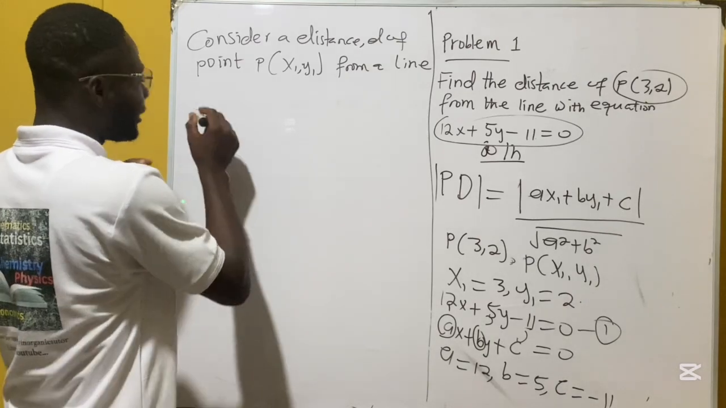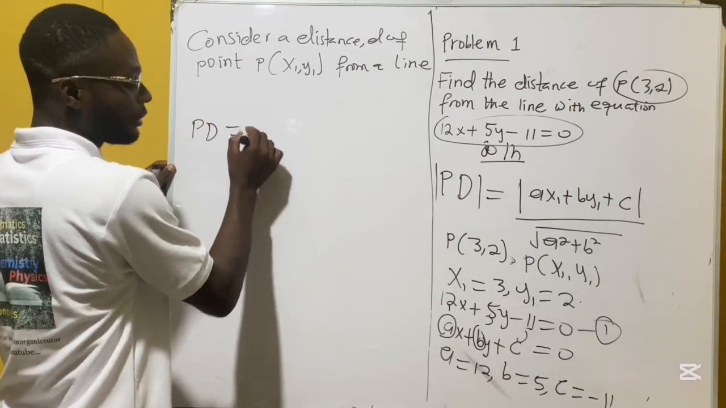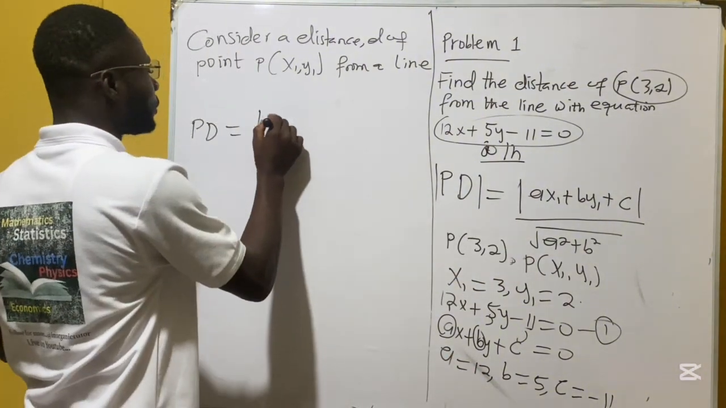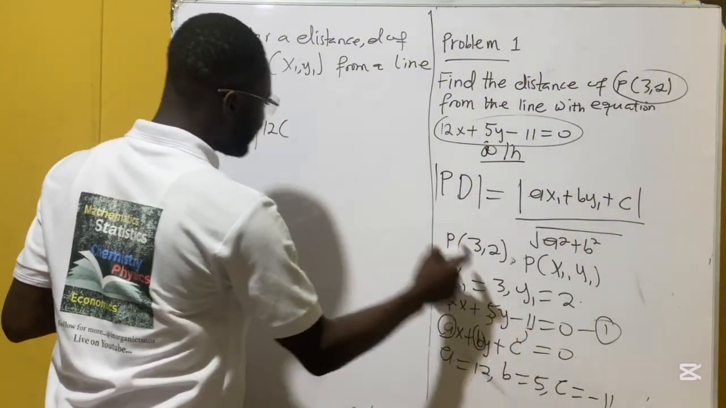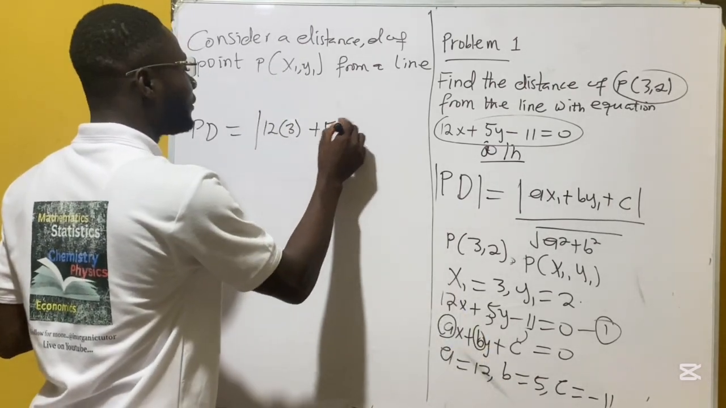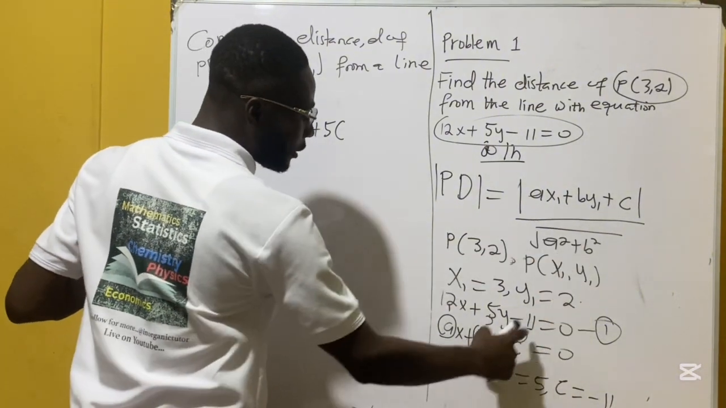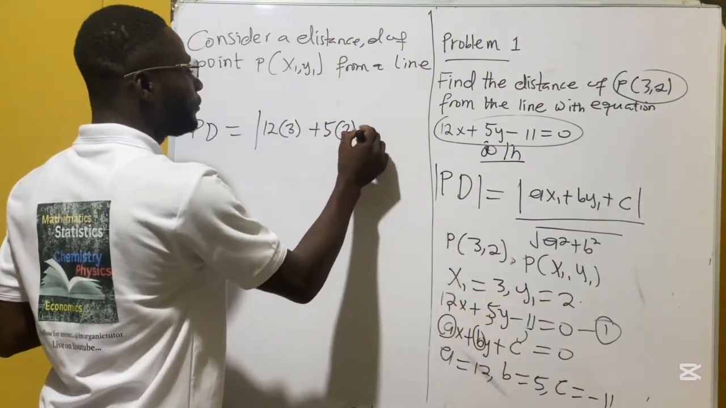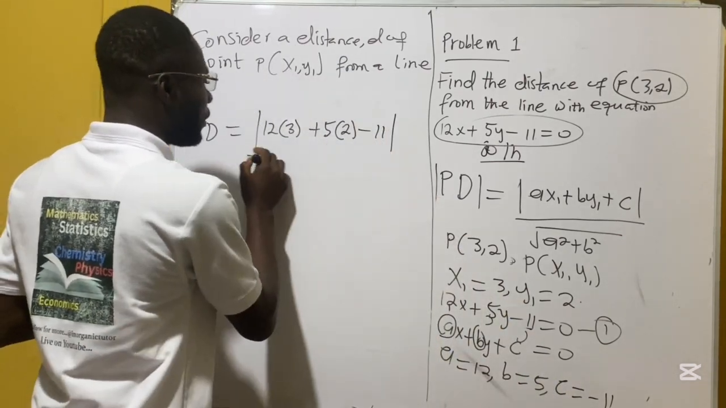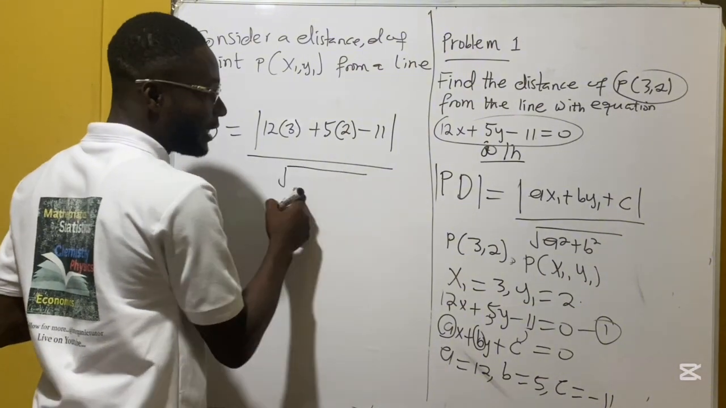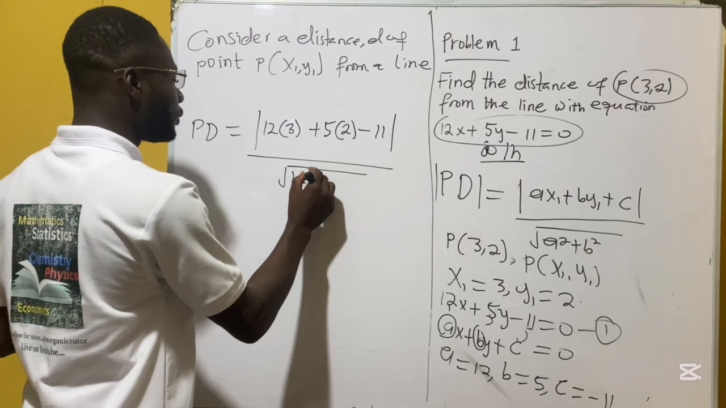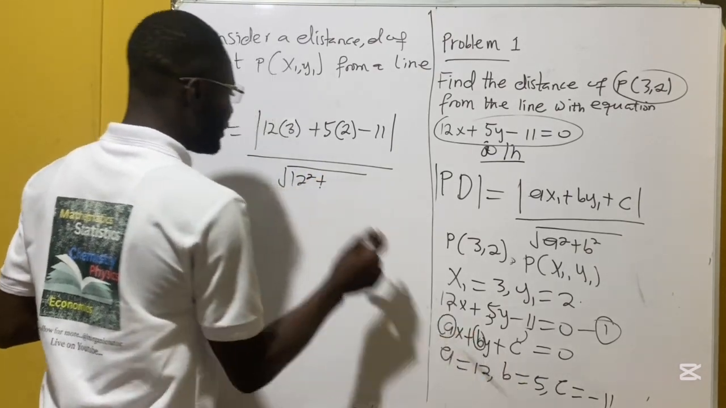We're going to have our distance PD equals absolute. Now our A is 12, right? 12 times x1, which is 3, plus our B, which is 5, times y1, which is 2, and then our C is minus 11, all over the square root of A squared, which is 5.